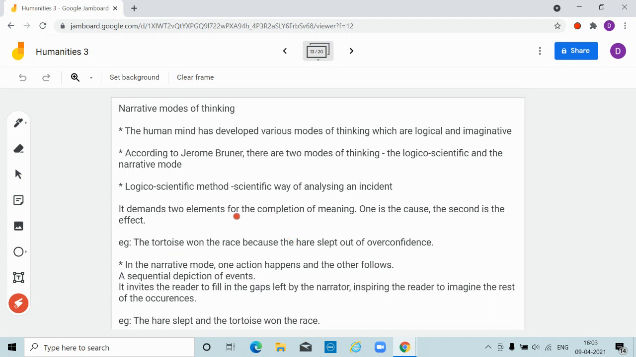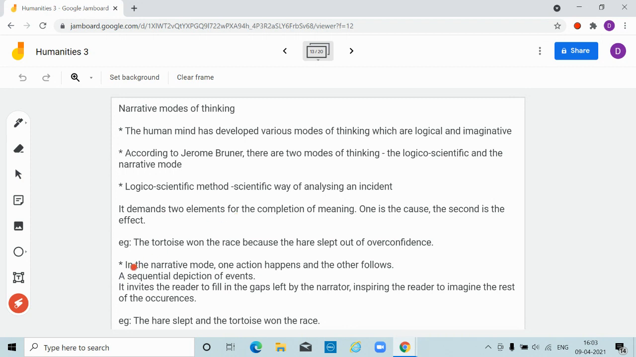Now, this is a logical scientific method. An event or an incident happened, and you analyze the incident, you look for the cause and the effect. That is the logical scientific method, the first mode of human thinking.